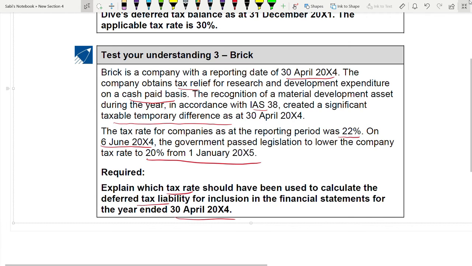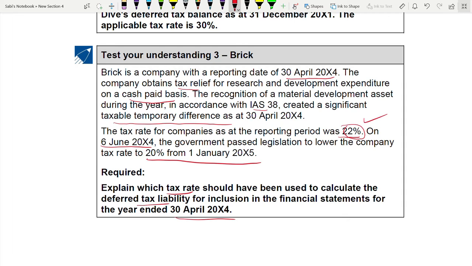Most of you will be able to correctly pick the right rate, saying 22% is the correct rate, and they should not use 20% as at this date. Very good. But that's not enough to pass SBR, knowing the correct rate. Let's say this question is for 5 or 6 marks. What are you going to write? That it is 22% because it's the current rate, and because it falls in that period? No, it's not enough to pass.